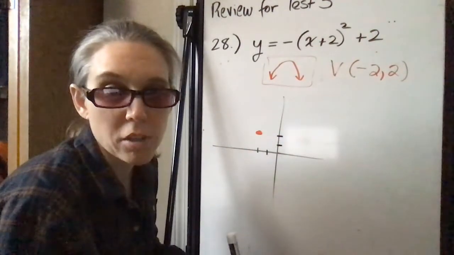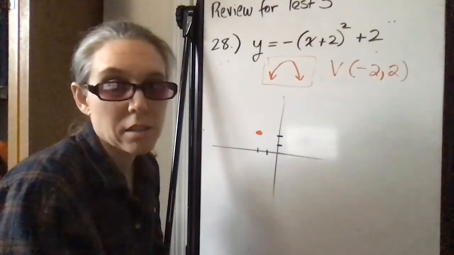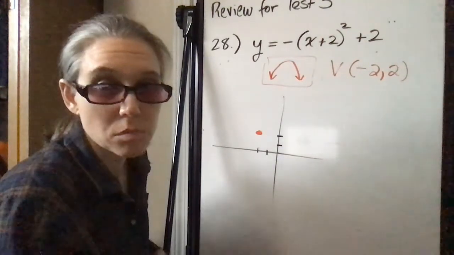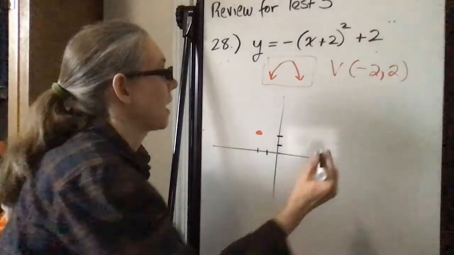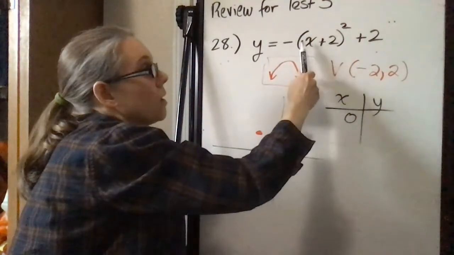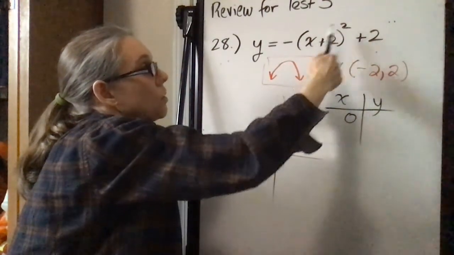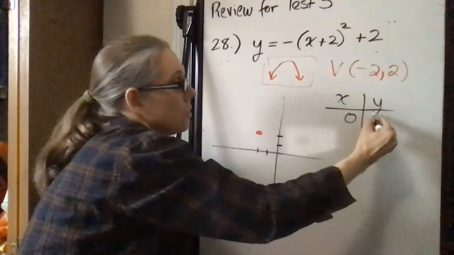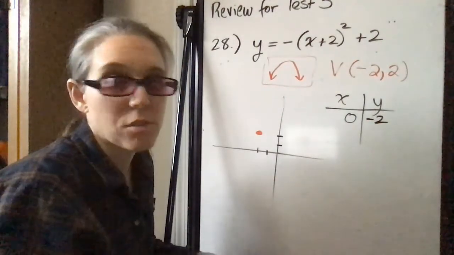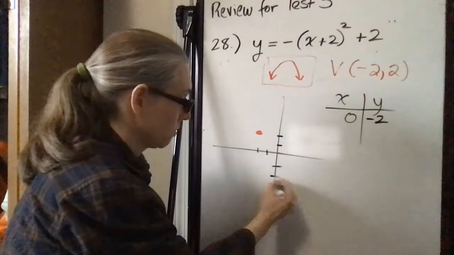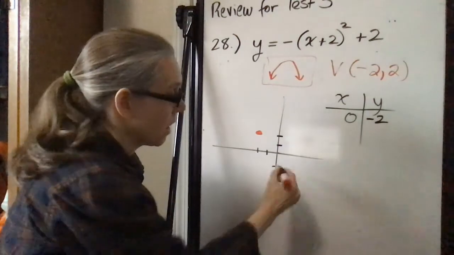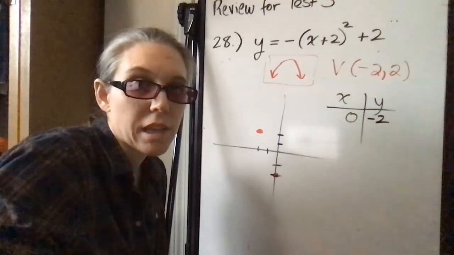Then for your second point, you can pick any other point. And so it might be easy just to find the y-intercept, for example. If you plug in 0 for x, you end up with 0 plus 2 squared, which is 4. You have negative 4 plus 2, which is negative 2. So that tells you that the point 0, negative 2 is on the graph. So with the little pencil there on My Open Math, plot another point at 0, negative 2.